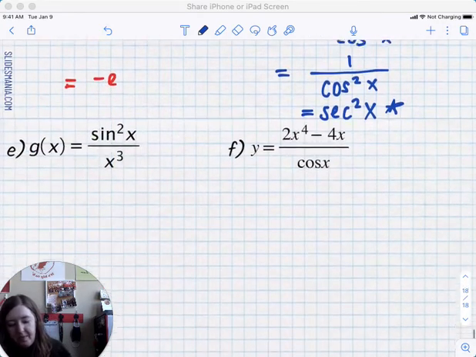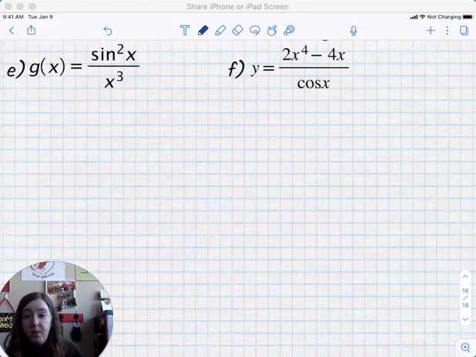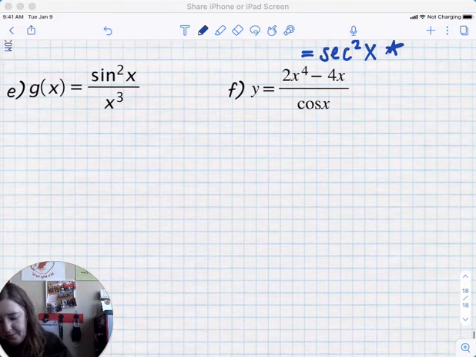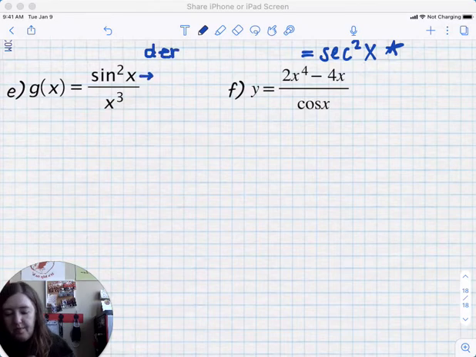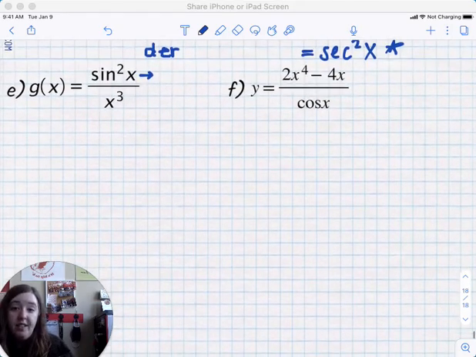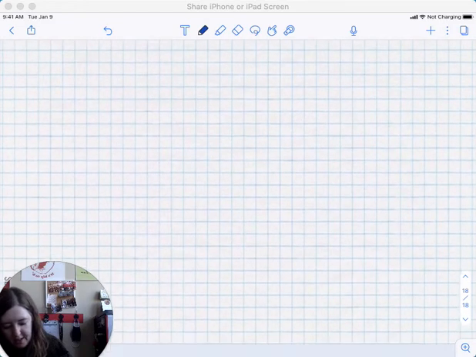Okay, let's look at E. So we have sine squared over x cubed. So first, let's talk about finding the derivative of both the top and the bottom. So what might be helpful, in fact, let me do this work down here. So we're finding the derivative of sine squared, right? Let's also talk about finding the derivative of sine squared.